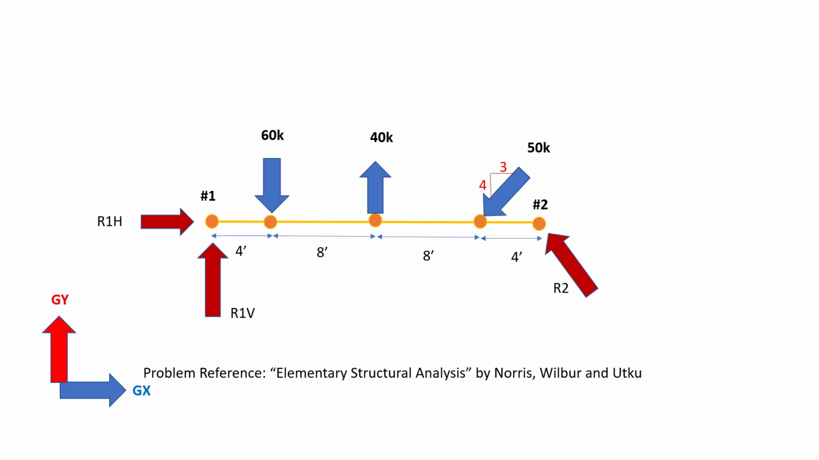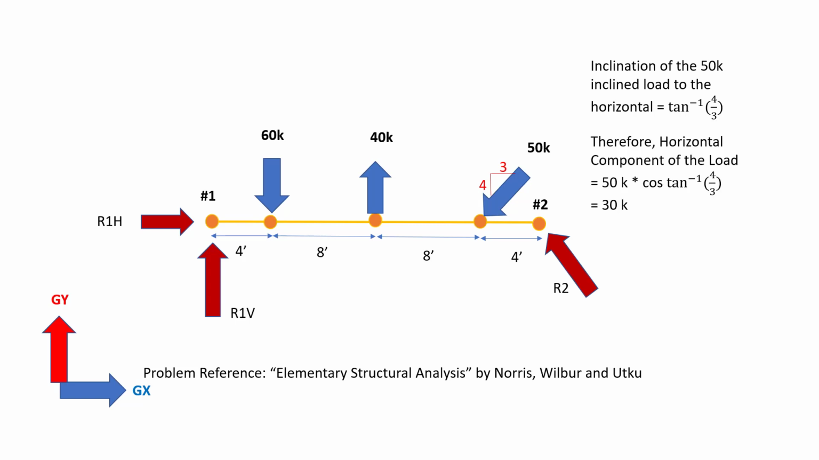The first thing that we now need to do is to break the 50 kip inclined load into its horizontal and vertical components. We know that the 50 kip load has been inclined with a slope of 3 horizontal to 4 vertical, and thus the inclination of the 50 kip load would be given by tan inverse of 4 by 3. So the horizontal component of the load will be 50 kips multiplied by the cos of tan inverse of 4 by 3, which would be 30 kips. And the vertical component of that load would be 50 kips times sine of tan inverse 4 by 3, which would be 40 kips.